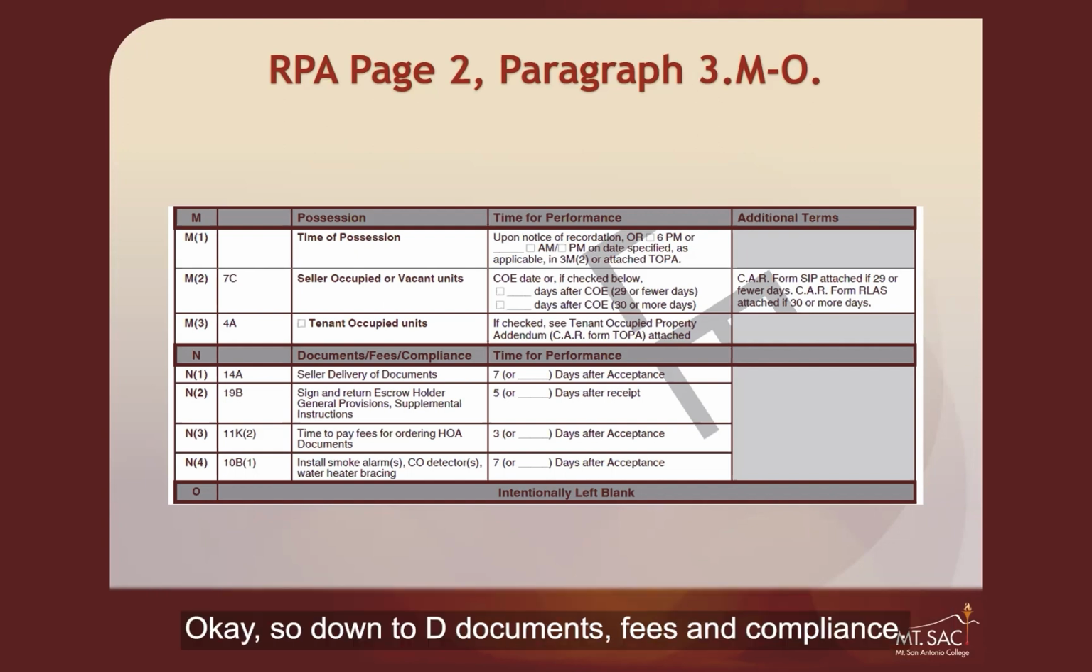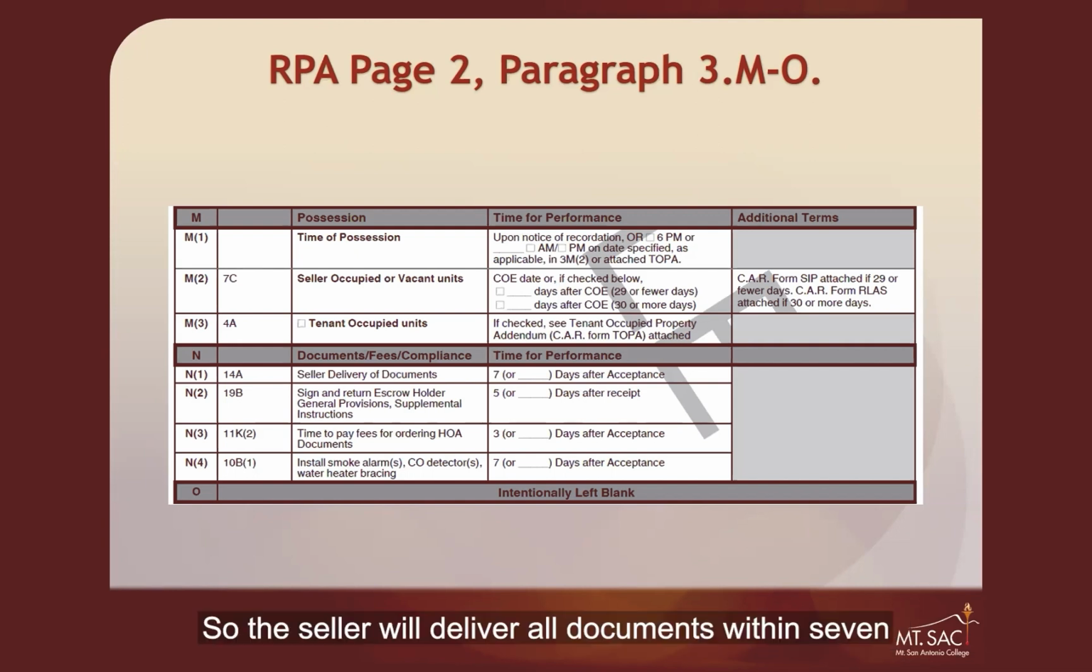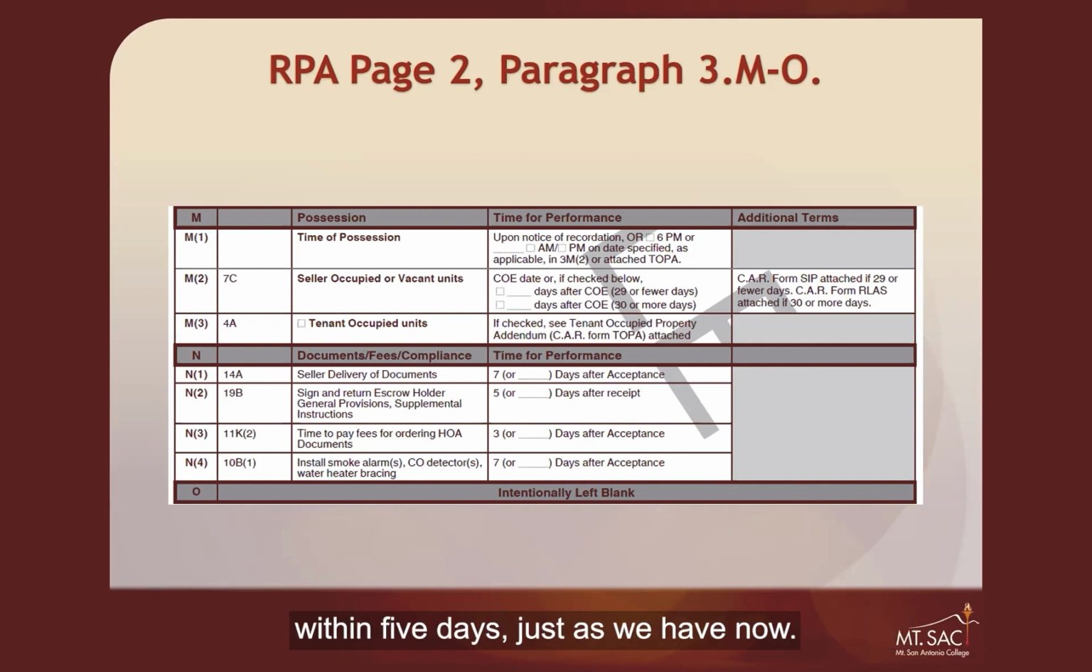Okay, so down to D, documents, fees, and compliance. So the seller will deliver all documents within 7 days after acceptance, just as we do today. When the parties receive escrow instructions, they will sign those and get them back to escrow within 5 days, just as we have now. Seller will make requests for HOA documents within 3 days, just as we have now. Okay, so N1, 2, and 3, there is no change.